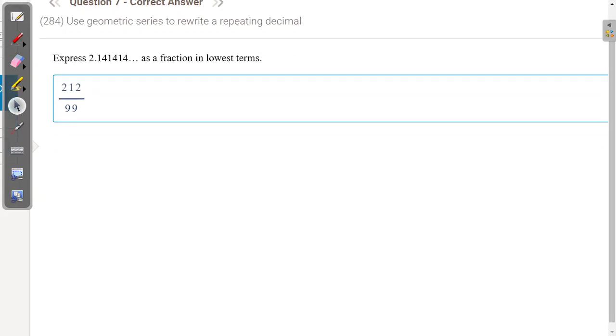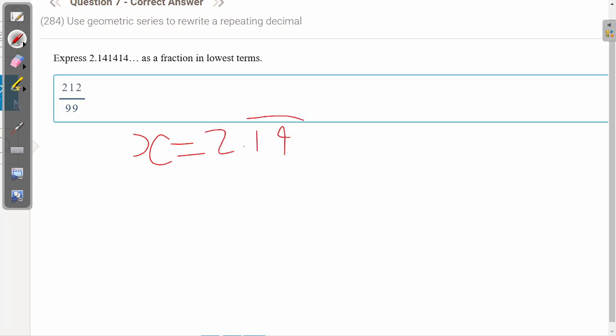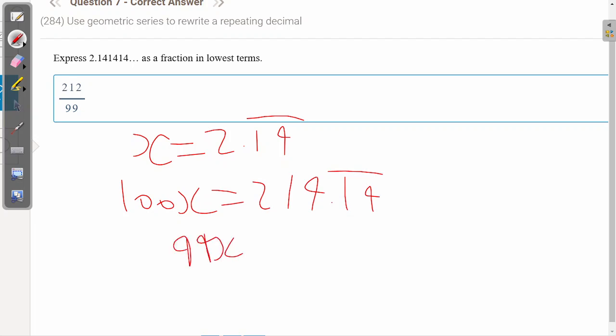Okay, this is grade 7 stuff. Remember how to solve this? You do x equals 2.14 repeating. Then you bring the repeating part before the decimal, so you multiply by 100. 100x equals 214.14. Then you subtract them, so it will be 99x equals, this part cancels when they subtract, and then 214 minus 2, which is 212. So x equals 212 over 99.